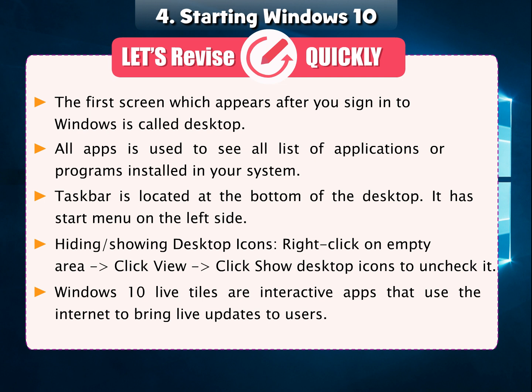Pinning tiles to start. Step 1. Click on Start button. Step 2. Click on All apps. Step 3. Right-click on the app that you want to add to the Start menu. Step 4. Select the option Pin to Start. The selected app is displayed in the right pane in the form of a tile. Note: you can also drag the app and drop it in the tiles area as well as taskbar to display in the right pane of the Start menu and taskbar respectively.